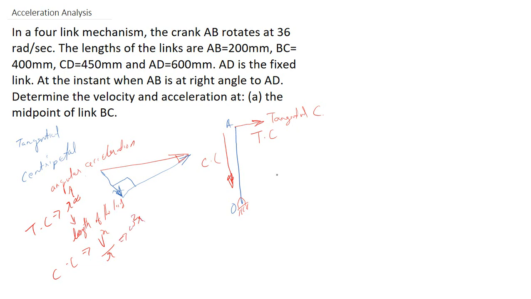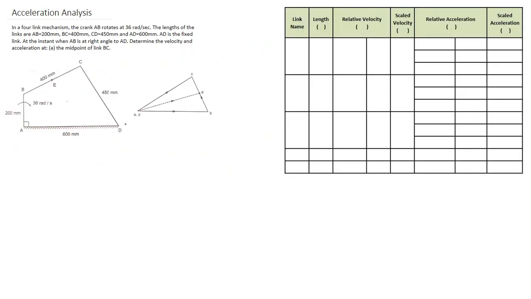Let us see the question. AB, BC, CD and DA. AB is equal to 200 mm, BC is 400 mm, CD is 450 mm, AD is 600 mm, and AB is rotating in a clockwise direction with an angular velocity of 36 radians per second. Here from the question we can see that the angular acceleration alpha for the link is not given.